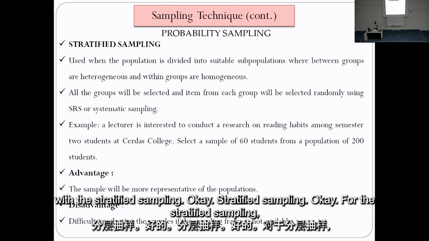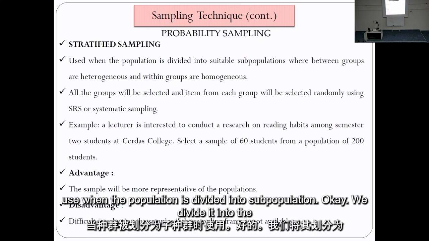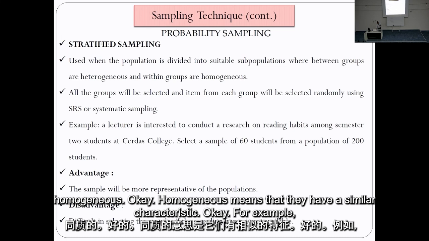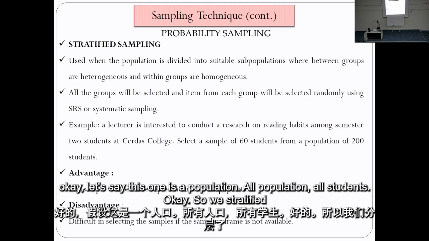All right, so I will first go with stratified sampling. Stratified sampling is used when the population is divided into subpopulations, where between the groups are heterogeneous and within the group are homogeneous. Homogeneous means that they have a similar characteristic. For example, let's say this is a population of all students.